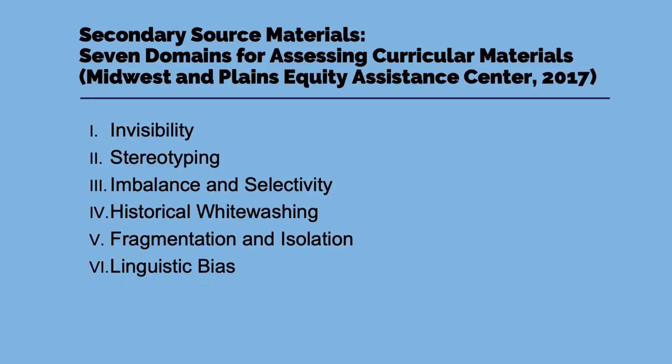And I understand that there were no cameras back then, but nevertheless, there are things that could be done to address that. But that's an example of fragmentation. Linguistic bias is another domain to look at. And with linguistic bias, you do have to have an eye out for language within the text.